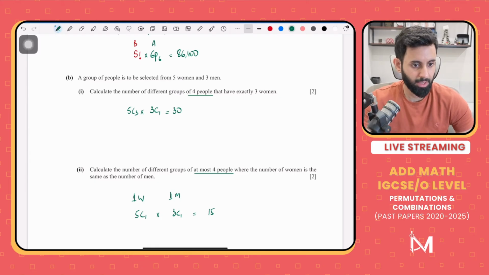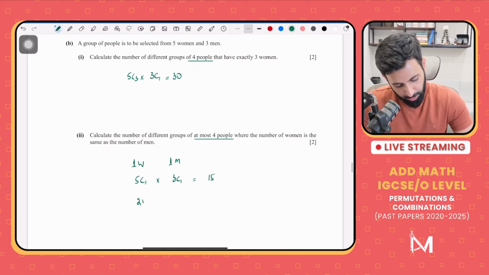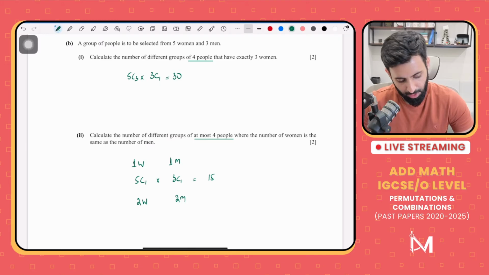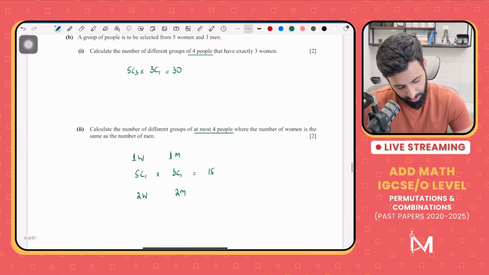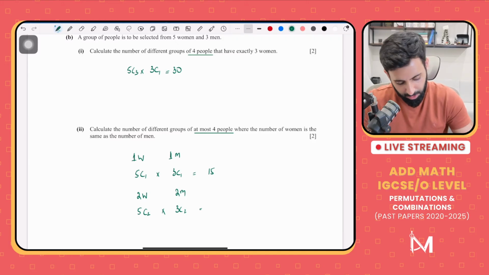The other possibility that we have is that you have 2 women and 2 men. That is also possible. If you have 2 women and 2 men, now how many women do you have to choose from? You have 5. So that's 5C2. And you have 3 men to choose from, so that's 3C2. So 5C2 into 3C2, let's work that out. That's equal to 30. So altogether, that's equal to 45.